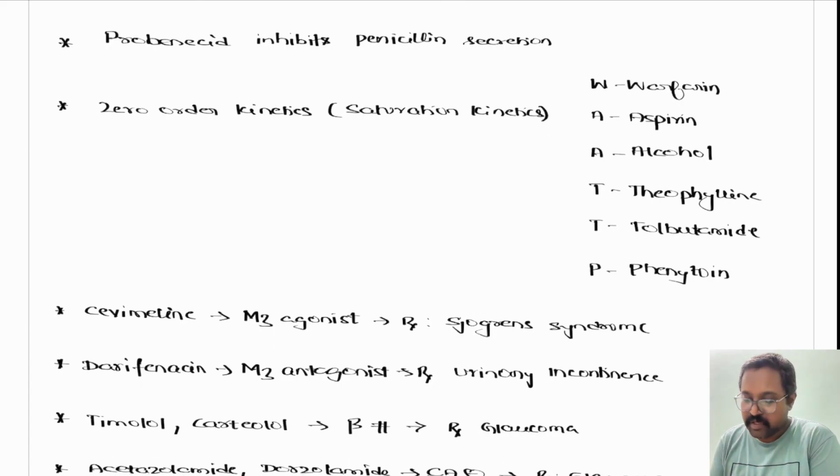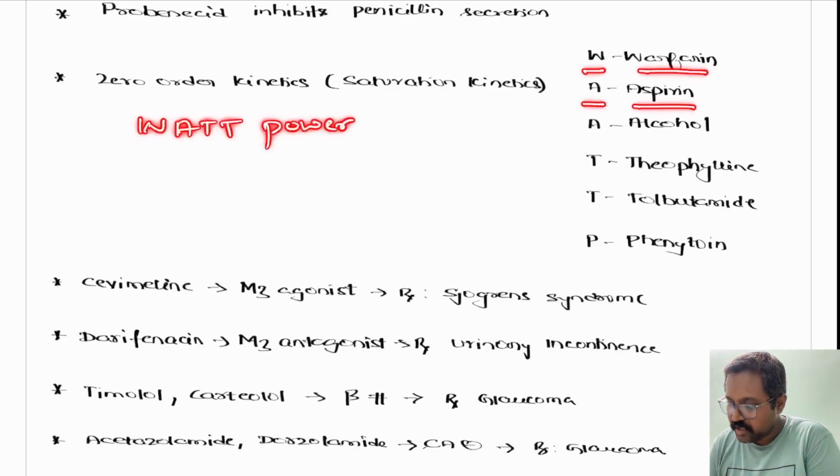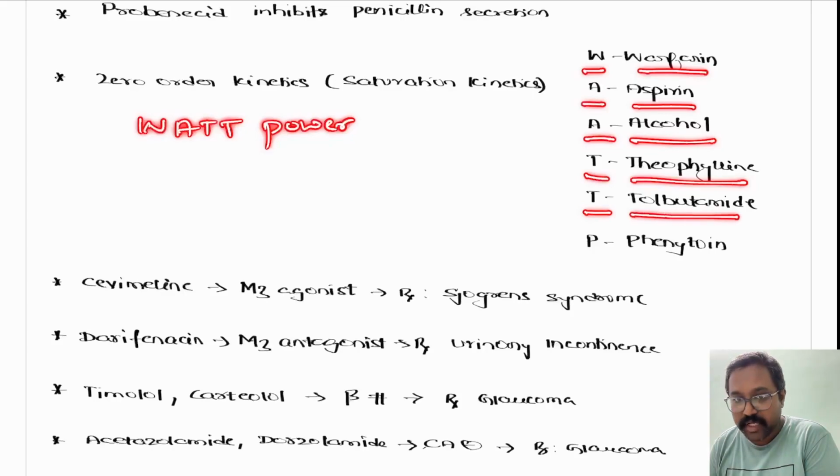Next, there are two orders of kinetics: first order kinetics and zero order kinetics. Zero order kinetics is also called saturation kinetics, as the enzymes get saturated. What are the examples for zero order kinetics? You can remember it with the mnemonic 0 WATT P. W stands for warfarin, A for aspirin, A for alcohol, T for theophylline, another T for tolbutamide, and P for phenytoin.